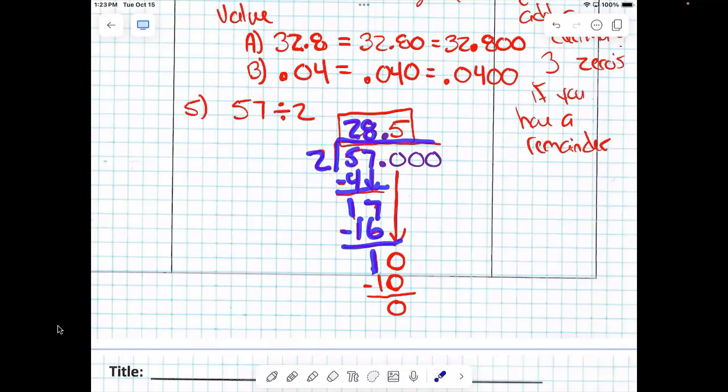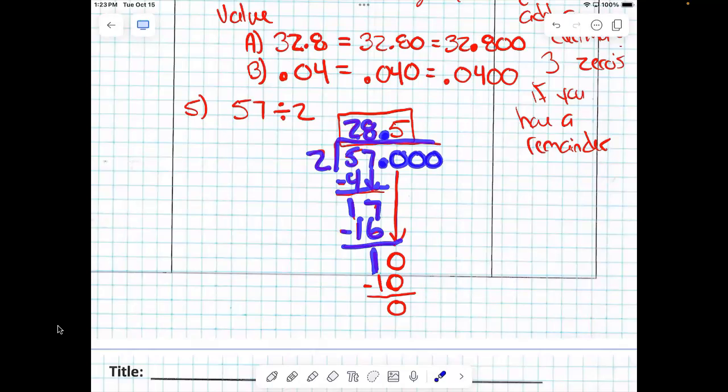Now, we were out of numbers, weren't we? Yes. But Mr. Pottinger said you needed a decimal quotient, right? Yes. So the rule is, if you're out of numbers and you need a decimal quotient, you can always add a decimal point and 3 zeros. Should we also put the decimal point up here?